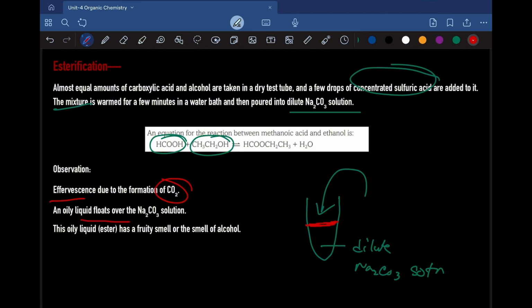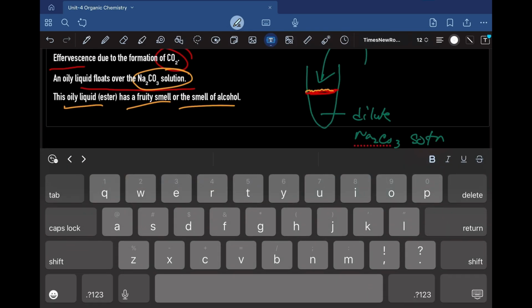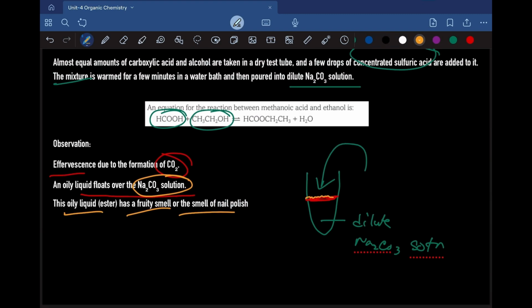And an oily liquid floats over the Na2CO3 solution. So over the Na2CO3 solution, there will be a little bit of oily liquid that will form. And this oily liquid is the ester, which has a fruity smell, or the smell of nail polish. Okay, this is something with which girls are more familiar, the smell of nail polish.